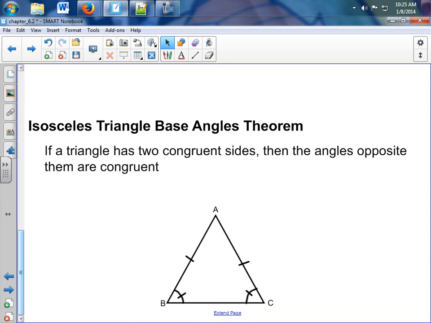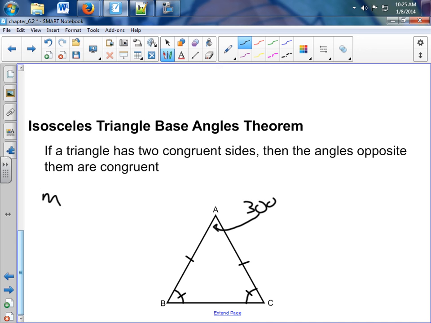Okay? Remember, these are called what kind of angles? Base angles. The base angles are always congruent in an isosceles triangle. So, if the measure of angle A was 30 degrees, what's the measure of angle B? 75. How did you get that? Gotta add up to 180. Has to add up to 180.